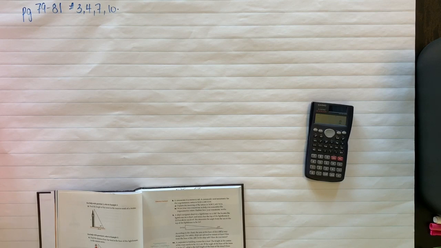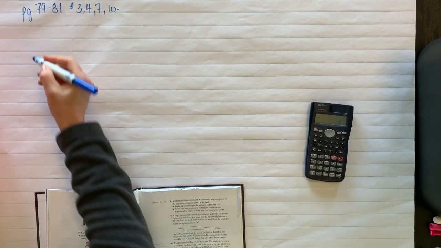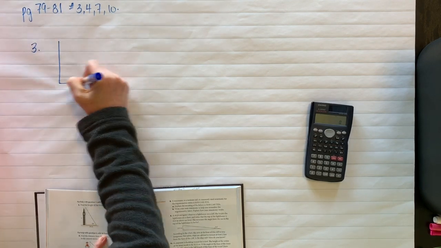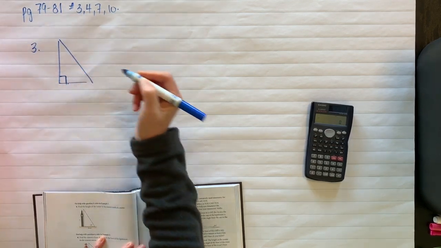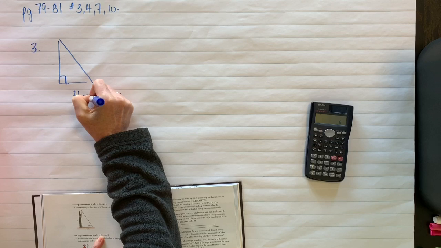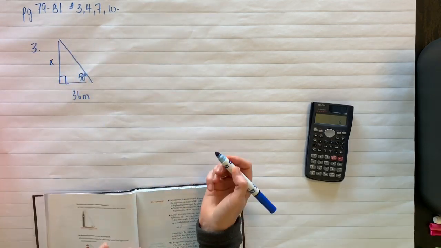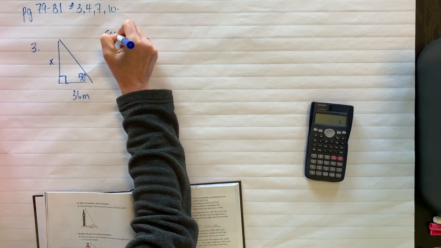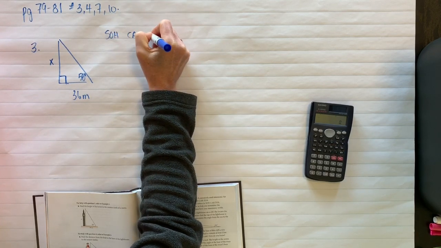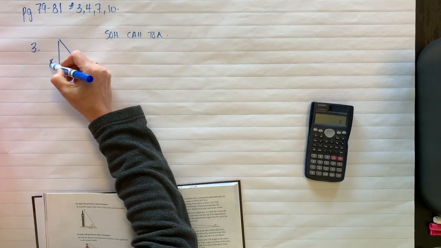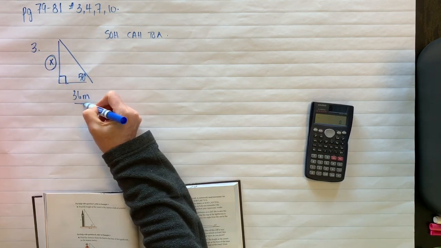Okay, so for question number 3, it says find the height of the tower to the nearest tenth of a meter. So I'm going to make a sketch. We're assuming that's a right angle triangle. I'm given 36 meters here, 58 degrees for my angle, and I'm looking to find x. So remember, with SOHCAHTOA, right? I want to know this, and I know this.